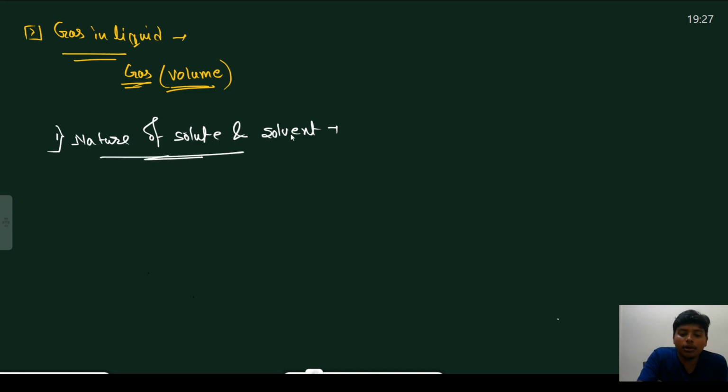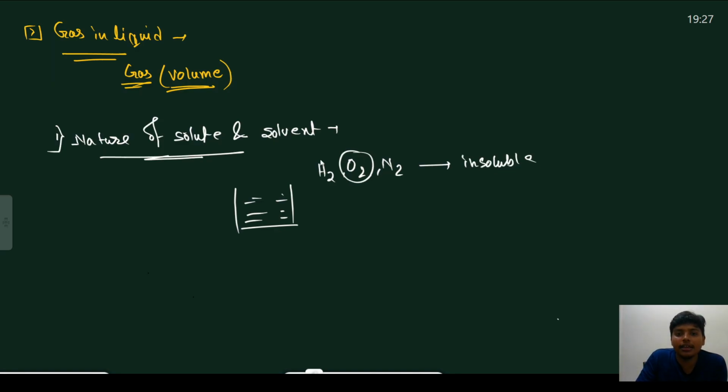Remember what happened? If you take a glass of water and try to dissolve hydrogen, oxygen, or nitrogen, they will not dissolve. Understood? They are very insoluble. That's why underwater oxygen is not there. Nitrogen is not there.